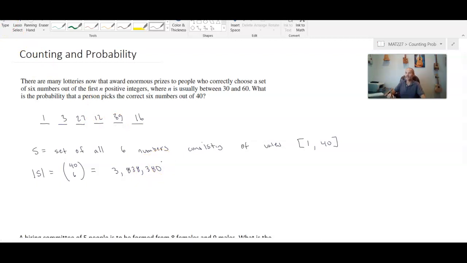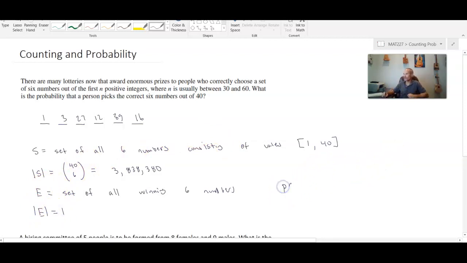Now the event is the set of all winning numbers. Six numbers. Well, in each lottery, there's only going to be one set of 6 numbers that causes you to win. And we're assuming that you can't have these in different orders, that you just have to pick the 6 numbers that are selected by the lottery machine. And so the size of this event space is going to be 1. There's only one correct ticket.